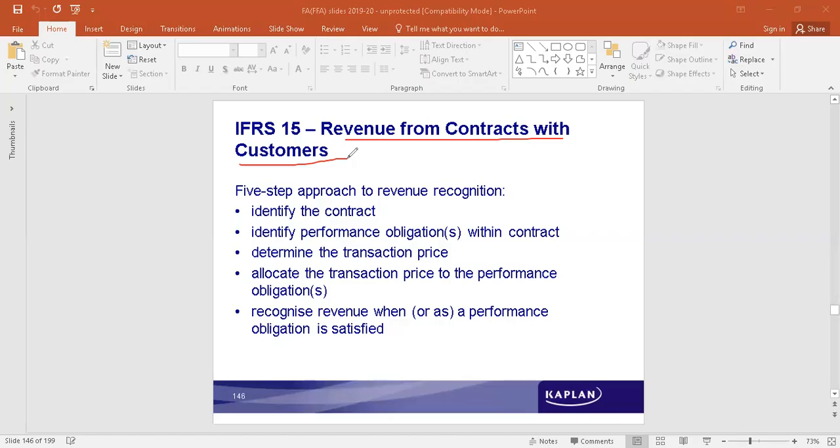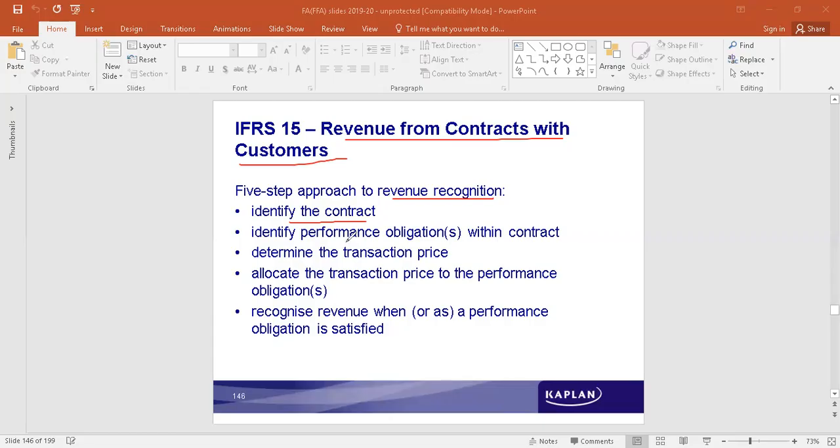Now, when is revenue said to be recognized? There are 5 steps in the process of revenue recognition. Step 1 says to identify that there is a contract. In that contract, there would be terms and conditions, and there would be a performance obligation which has to be fulfilled as part of the contract.